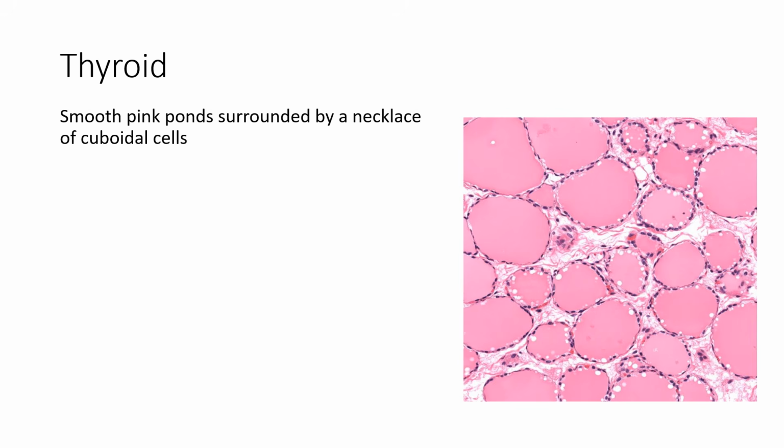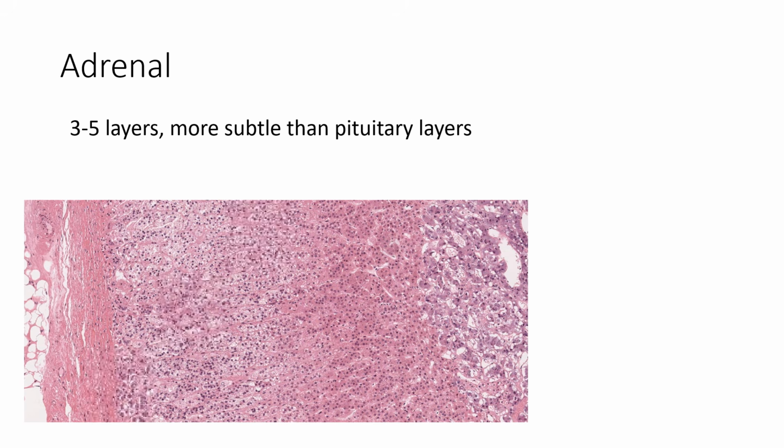So this is the thyroid, because you have those smooth pink islands with a necklace of cells on the outside. So this is the adrenal gland. Once again, you see multiple layers. It's more subtle than the pituitary layers, and more numerous.